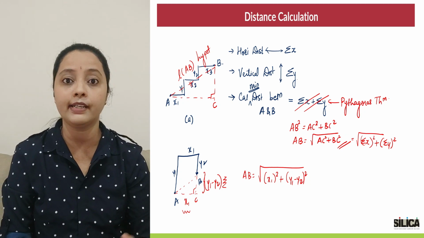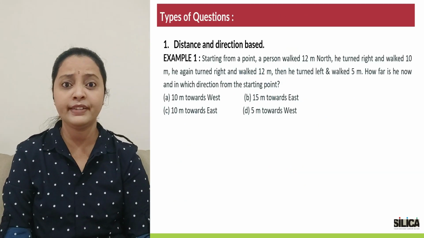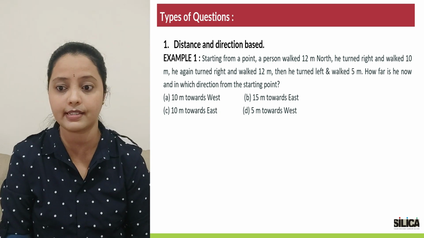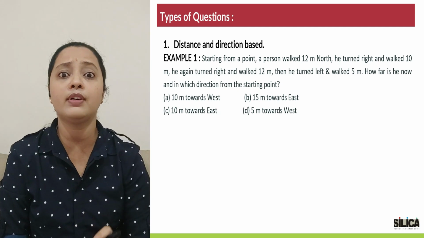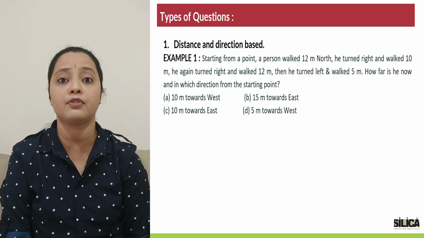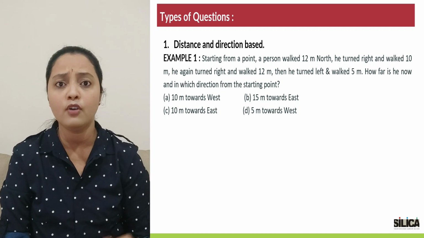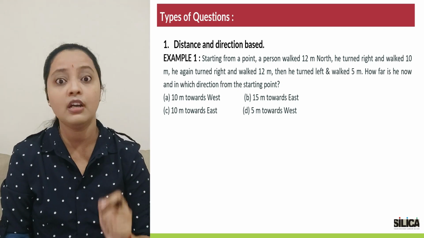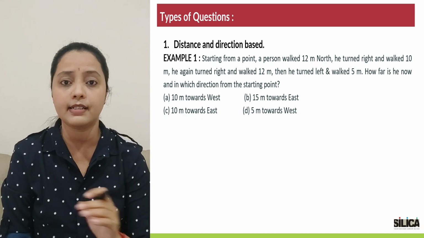Now let's quickly dig in with the different types of question. So here we go. This is the first kind of question. It says distance and direction based question. These are the ones which you can prominently find for the questions coming up from this chapter of direction sense. So let's start. What is your job? Read the question, draw the figure, and from the figure deduce your correct answer and select your option.